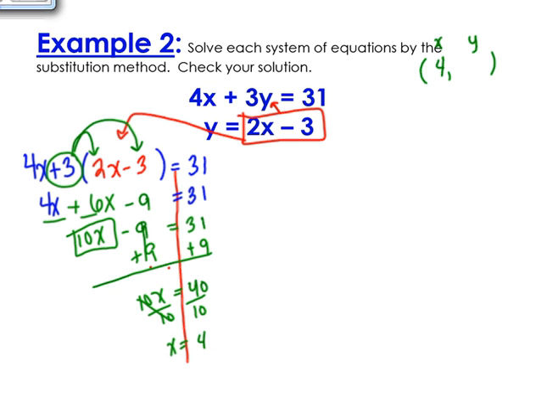I can find my y value one of two ways. I can plug it into either equation. Well, I think this second one looks easier. y equals 2 times x minus 3. Well, for x we got 4, so I'm going to put a 4 in its spot. 2 times 4 is 8, so y is equal to 8 minus 3. Therefore, y is equal to 5. So the ordered pair where they cross is the ordered pair 4, 5.